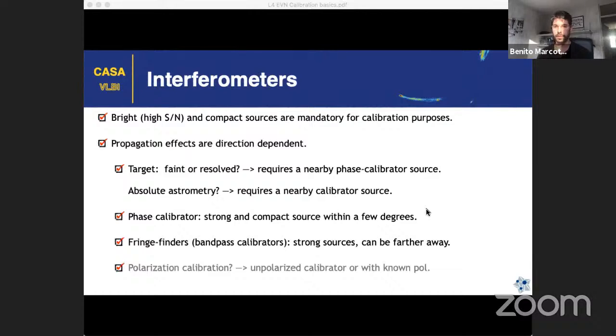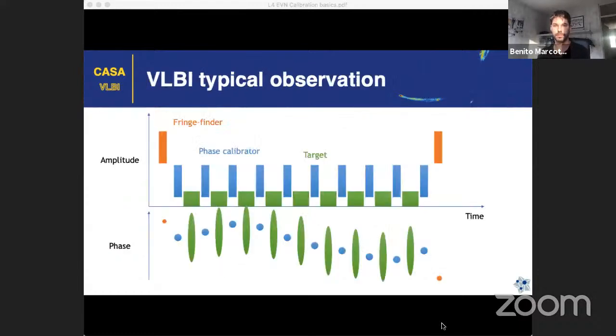But of course, not always do you have a really bright calibrator close to your target source. So at least to correct for those instrumental effects that do not depend on the direction that you are pointing to, you may prefer to observe what we call fringe finders or one-pass calibrators that may be farther away, but they are typically brighter because you pick a much brighter source. So that allows you to correct for everything that is not direction dependent with a much higher signal to noise, so the corrections likely will be better. And if you're interested in polarization, of course, you always need to observe some source that provides polarization information so you can correct for it. So a typical EVN or VLBI observation can look like this.